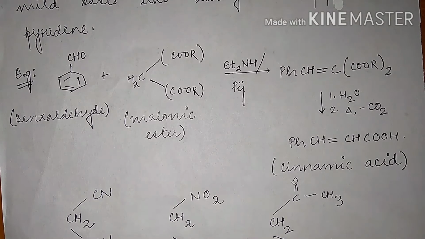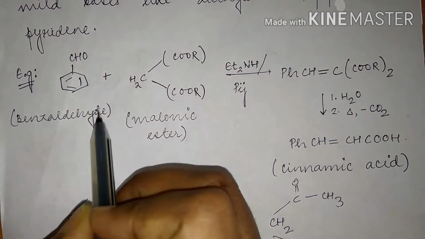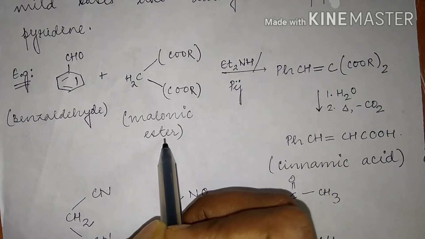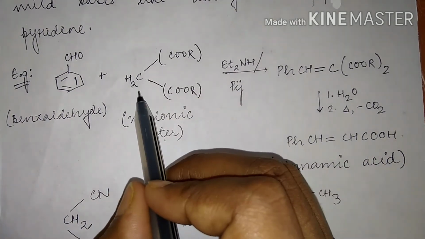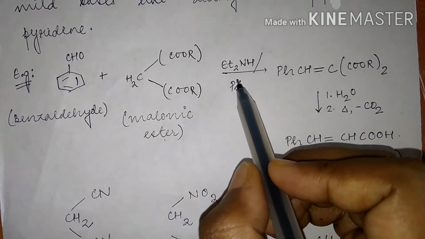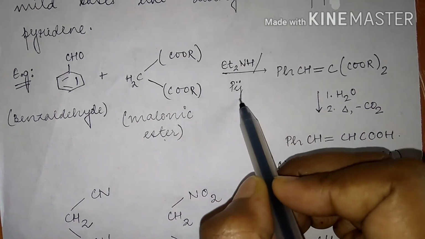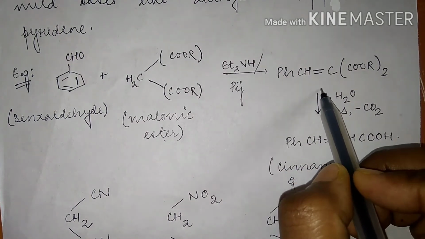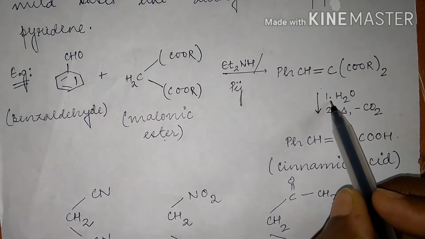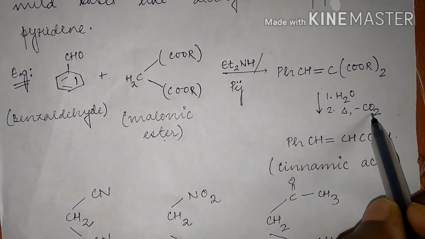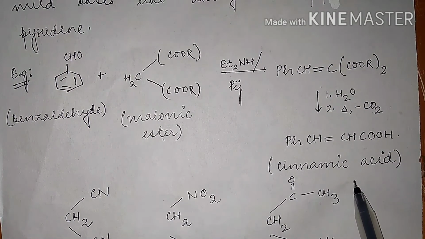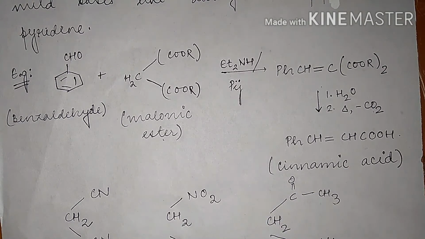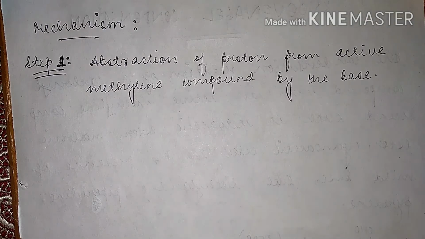An example of Knoevenagel condensation is benzaldehyde, which is the carbonyl compound, reacted with malonic ester, which is an active methylene compound, in the presence of a base, that is diethylamine or pyridine, any we can use. We get an alpha beta unsaturated product which undergoes hydrolysis along with decarboxylation to form cinnamic acid. Now let us have a look at the mechanism of this condensation reaction.